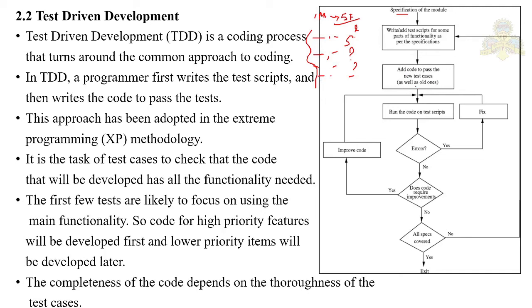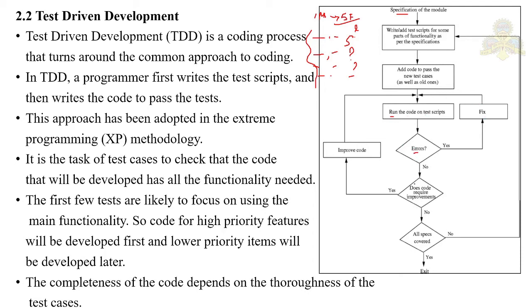Suppose he has done the coding activity. Now he has to run the test script. Running the test script is nothing but checking whether there are any bugs or not, whether what is expected is actually happening or not. Whenever the developer runs the scripts, he has to check whether there are any errors. If there are any errors, he has to fix them and run the test scripts again.